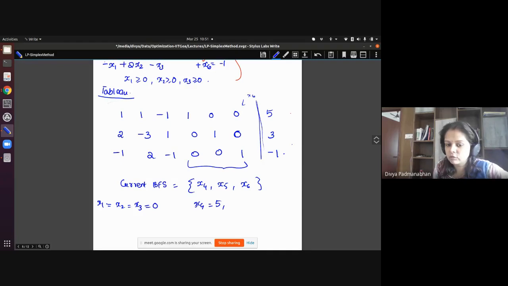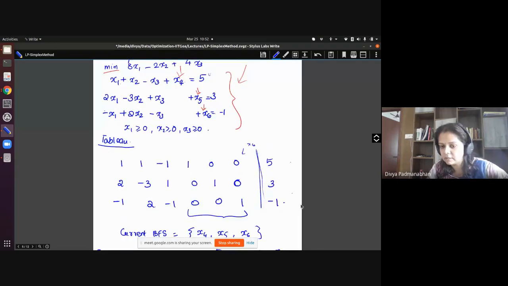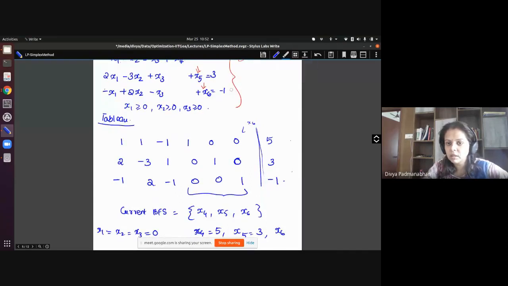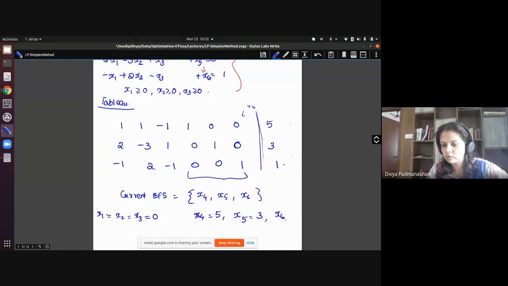Now, x4 is 5, x5 is 3, and x6 is minus 1. So this cannot be the case, right? It has to be feasible. So let us say that, for the purposes of the example, this is just 1, because we have a feasible solution already. I want to start off with a basic feasible solution. So let me say that this is going to be the assignment of values.